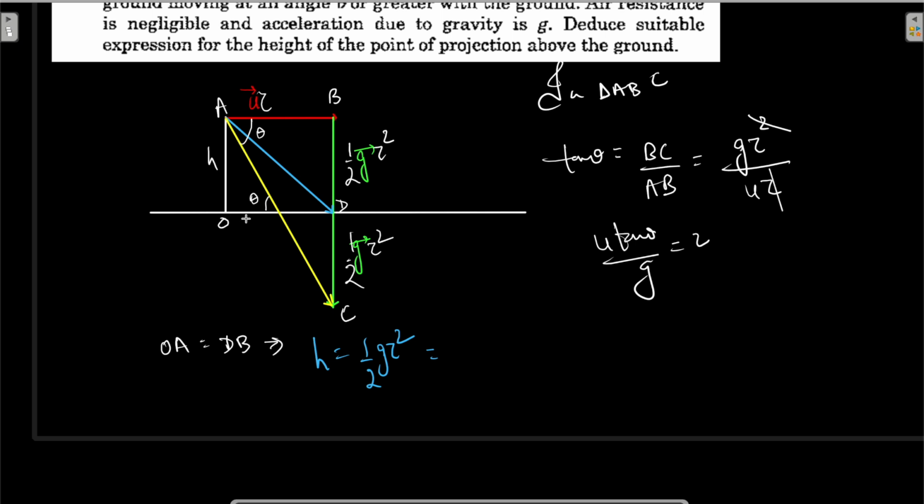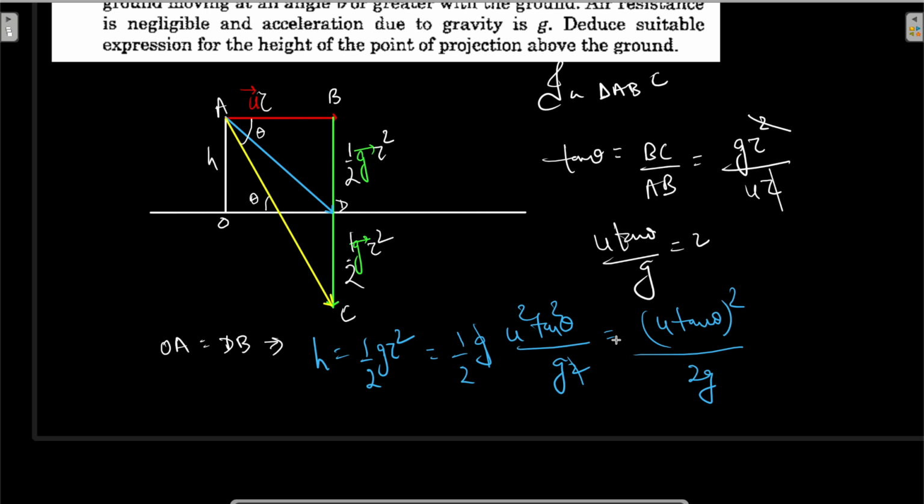You see how in this polygon these are parallel. This is a rectangle only, so in a rectangle the opposite sides are equal only. So this is half g u square tan square theta by g square. So g gets cancelled. We get u tan square theta by 2g. This is the height which is required.